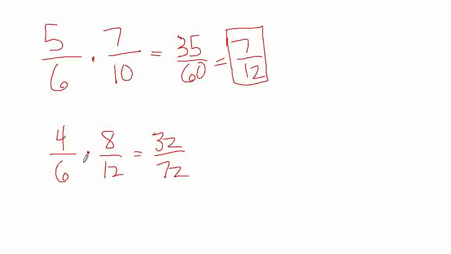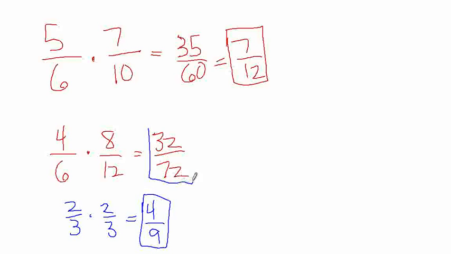Watch this. Instead of doing that, I'm going to turn 4 over 6 into 2/3. I'm going to turn 8 over 12 into 2/3. And so I'm going to multiply those together. 2 times 2 is 4. 3 times 3 is 9. If you reduce the 32 over 72 by dividing the top and bottom by 8, you will see that that is the same answer, but it took you more work to get there.